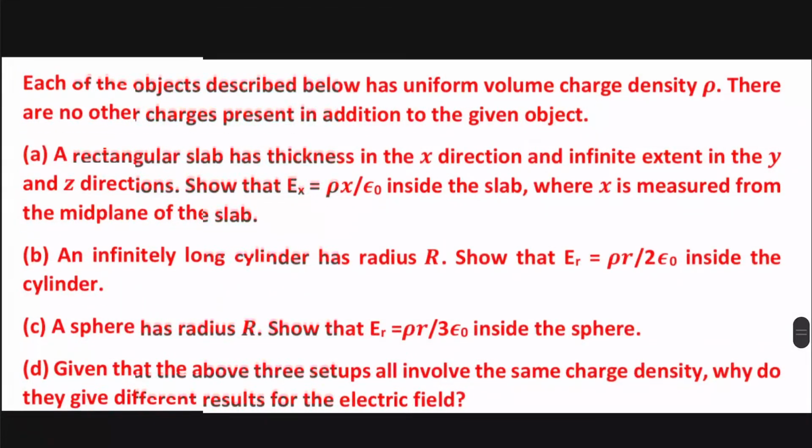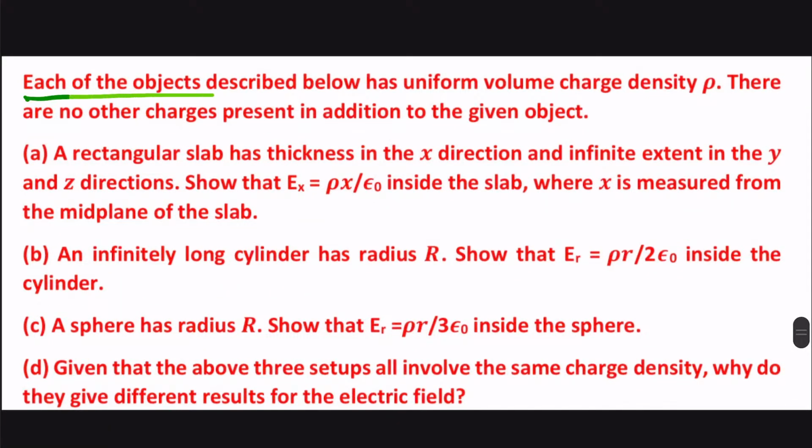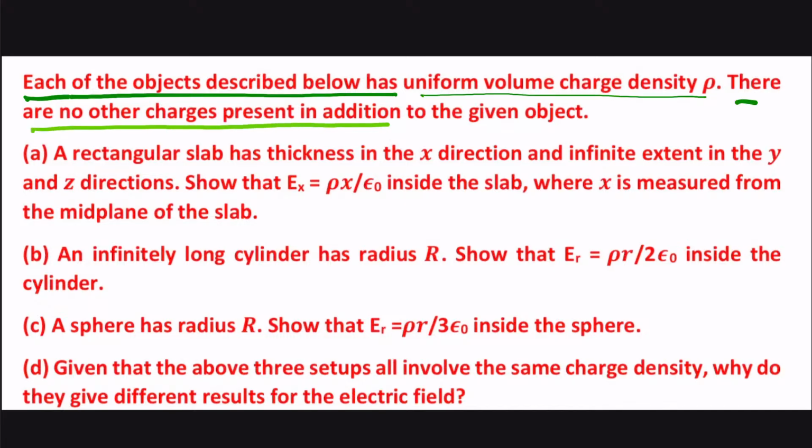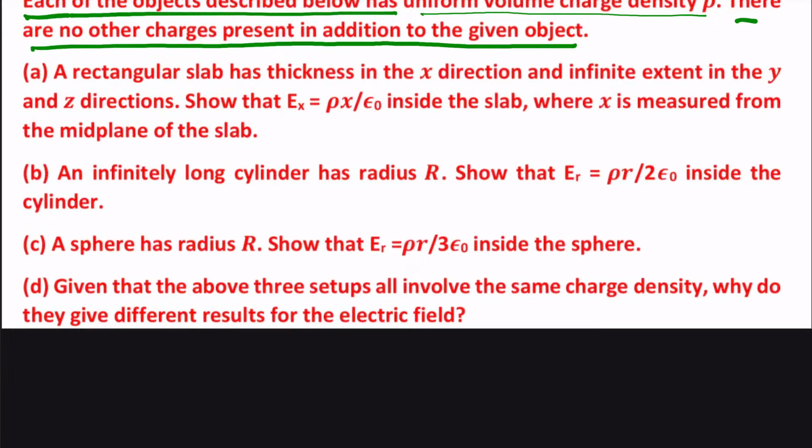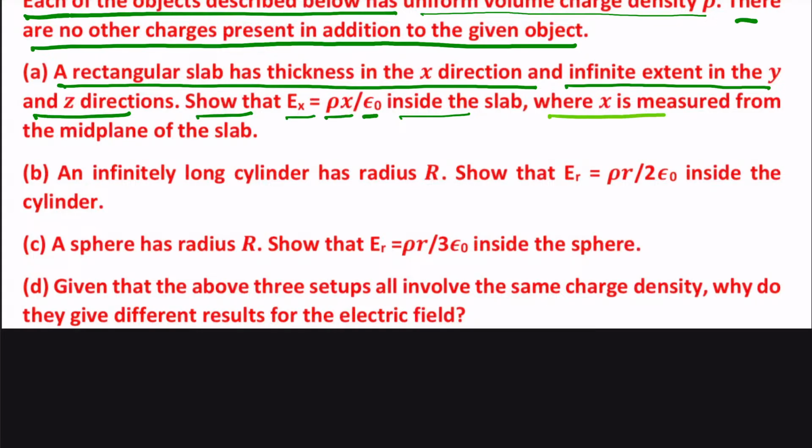So it states that each of the objects described below has a uniform volume charge density rho. There are no other charges present in addition to the given object. So based on this we can say there are 3 different objects. A rectangular slab has a thickness in the x direction and infinite extent in the y and z direction. Show that E of x is equal to rho x upon epsilon naught inside the slab, where x is measured from the mid plane of the slab.